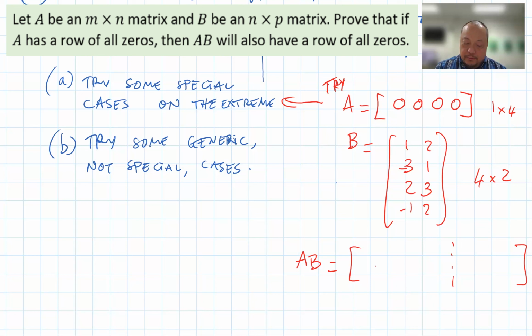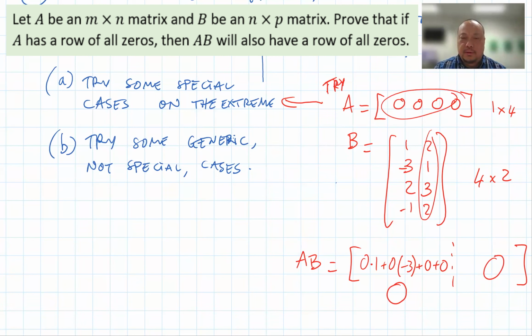All right, AB, the first position here would be this row times that column. Oh, it's 0 times 1 plus 0 times -3 plus 0. Yeah, I can see that it's all 0. And then the second position is this row times that column. Oh yeah, also 0. I'm already seeing where this row of 0 comes from. Once I know the idea, I may not need to do anything more.